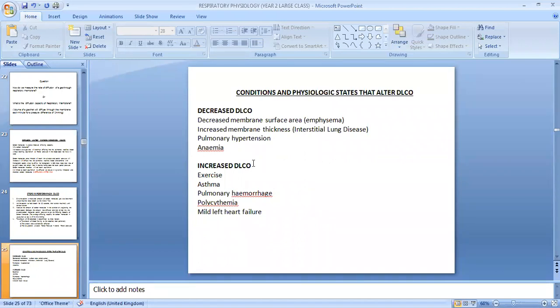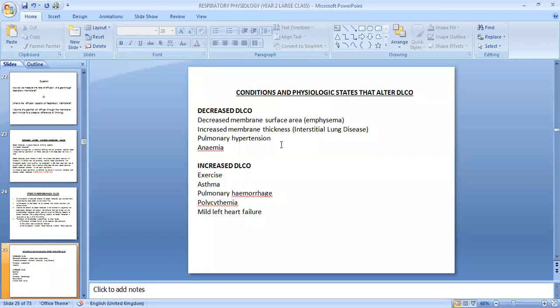A factor that increases DLCO is exercise. When you exercise, more exercise increases the diffusion capacity of any gas, and therefore decreases the alveolar partial pressure for carbon monoxide. And since it is the denominator in the equation, it reduces the denominator, and therefore the DLCO as an answer increases. Asthma, the same. Pulmonary hemorrhage, polycythemia. Pulmonary hemorrhage, simply because when you have blood now exposed, it picks up carbon monoxide very fast, and therefore increases the DLCO. Polycythemia, and mild left heart failure, those factors increase DLCO.